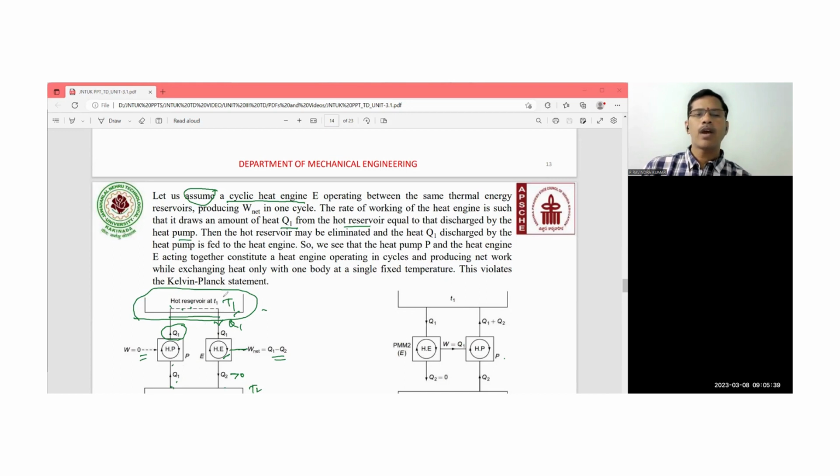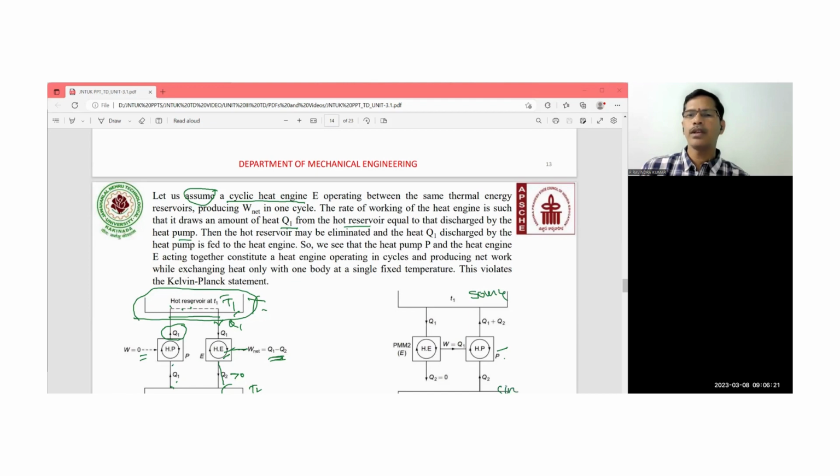If you eliminate this hot reservoir, then the heat engine is producing net work output by exchanging heat with a single reservoir. That means this is removed, and the heat engine is producing net work by exchanging heat with a single reservoir. So this also violates the statement. Violation of one statement leads to the violation of the other statement. Here also, the heat pump is operating in a cycle between the source and the sink.